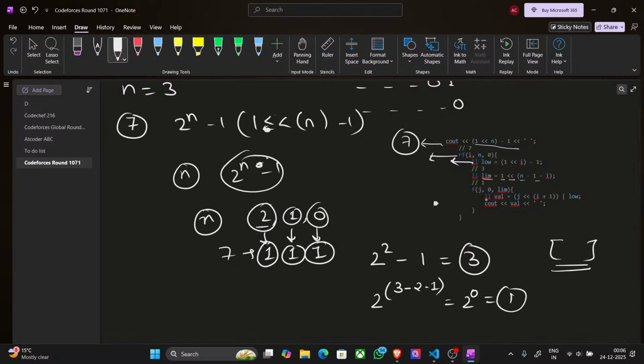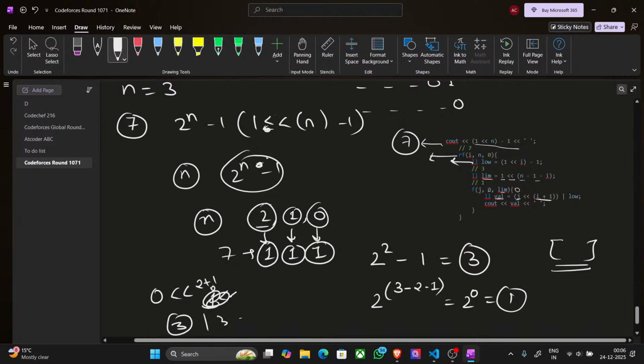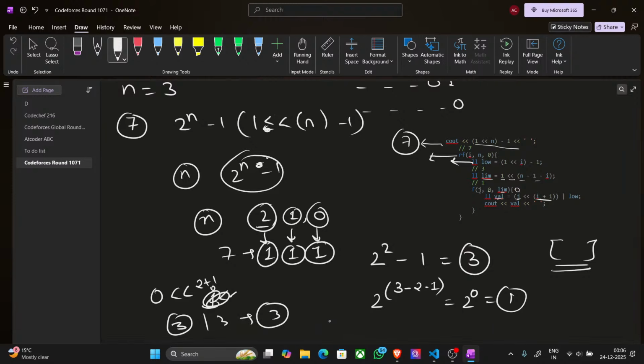Okay. So what is that element? You just iterate over 0 to 0, and you will get a value. What you will do for value? You just do j left shift of i plus 1. So what is i currently? i is 2. So j is 0, 0 left shift of 2 plus 1, which is 3, and you take or with low, so it gives us 3 only, right? So after getting 3, you will get value as 3.